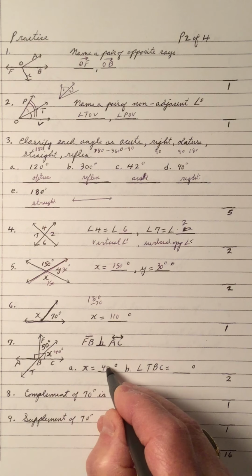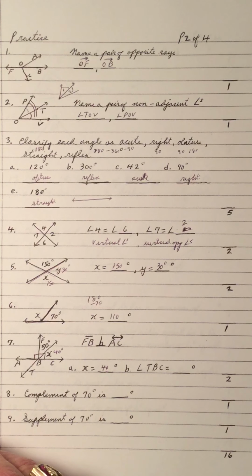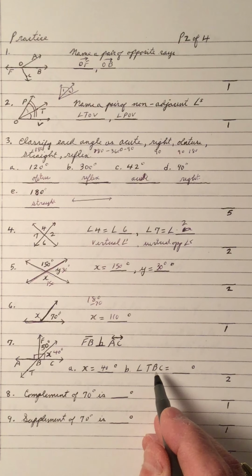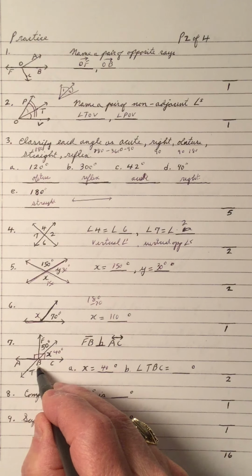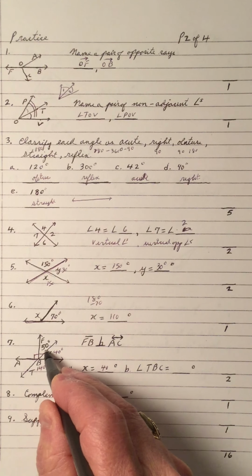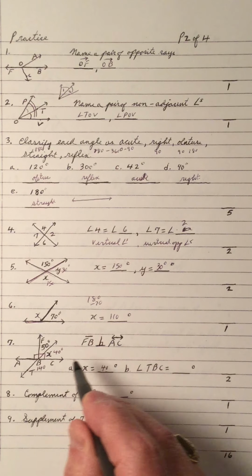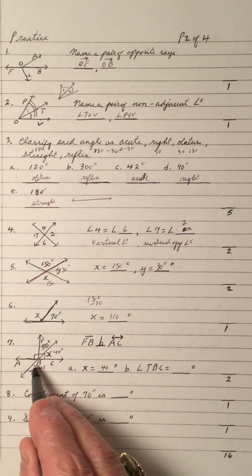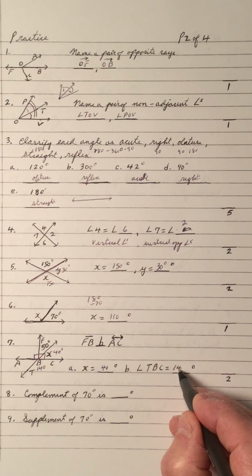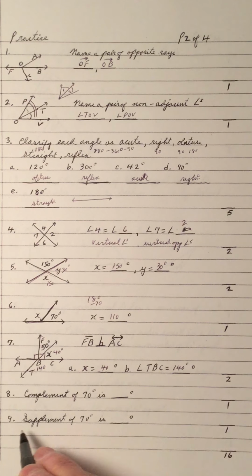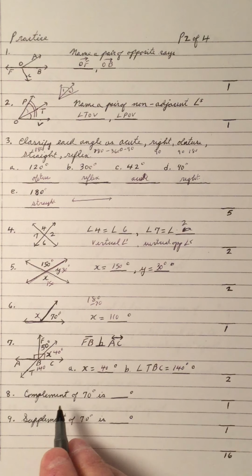So X is 40 degrees because they add up to 180. So that means that if that's 40, then this angle here is 140 because that's a straight angle. So they want TBC, right, 140 degrees. Oh, degree symbol's in there, don't mind me.